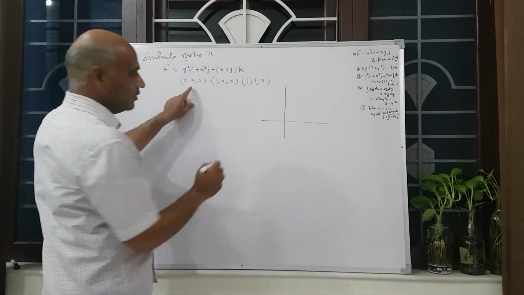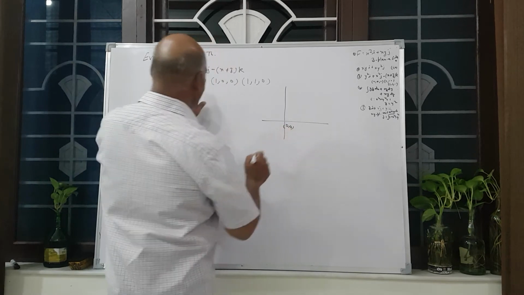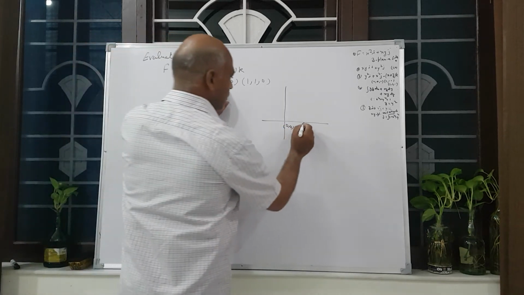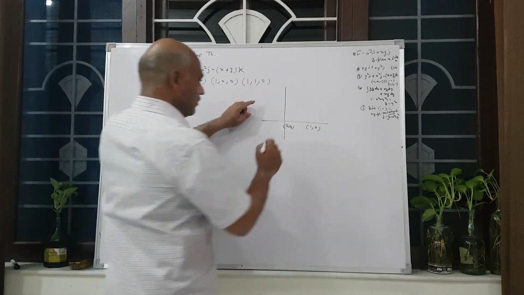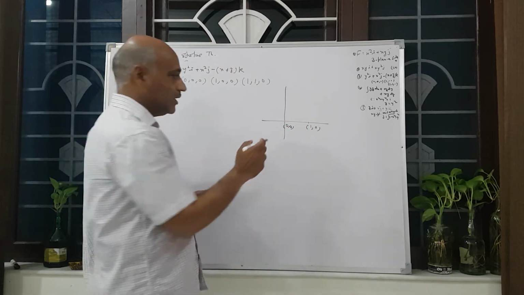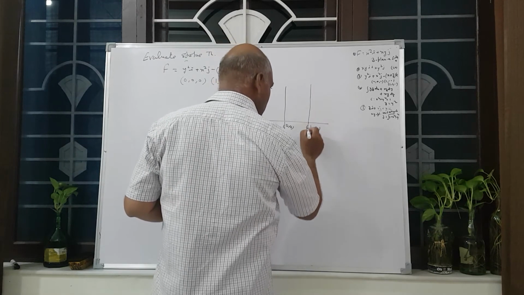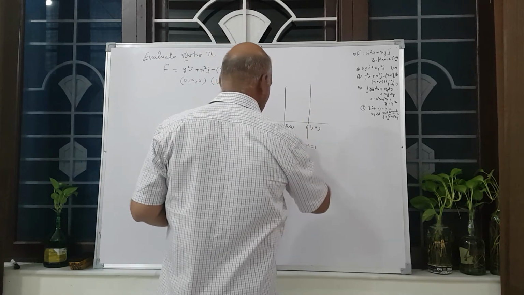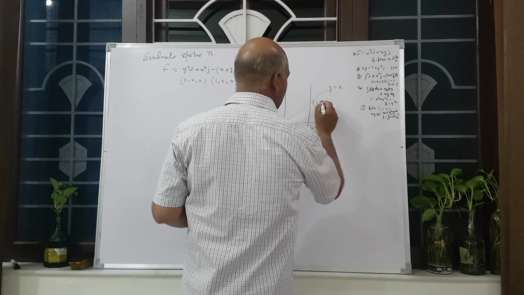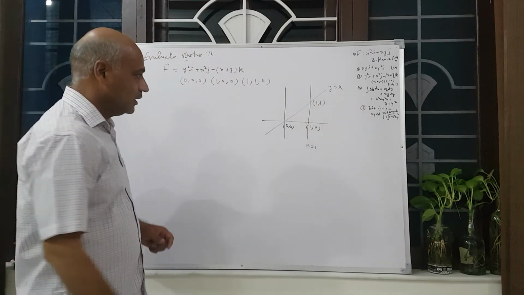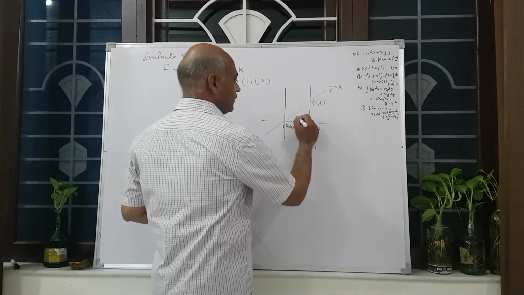x 0, y 0, so this is (0, 0). x 1, y 0, so this is (1, 0). x 1, y 1 means y is equal to x. So this is x is equal to 1, and y is equal to x. This is (1, 1). y is equal to x. So this is the area.